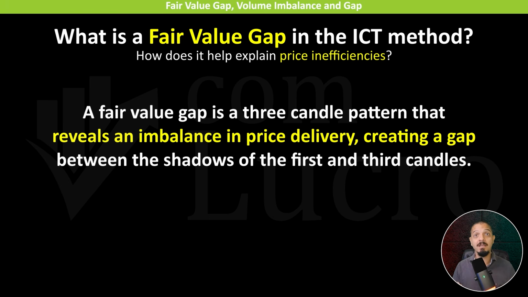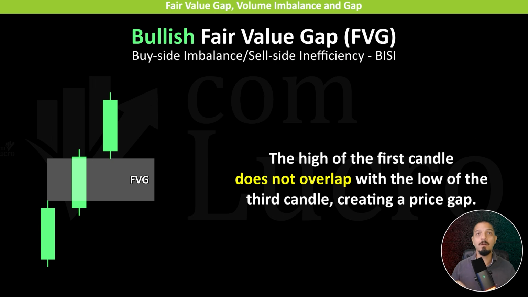What is a fair value gap in the ICT method, and how does it help explain price inefficiencies? A fair value gap is a three-candle pattern that reveals an imbalance in price delivery, creating a gap between the shadows of the first and third candles. Let us first look at the bullish fair value gap, often referred to as BISI. BISI stands for buy-side imbalance and sell-side inefficiency.